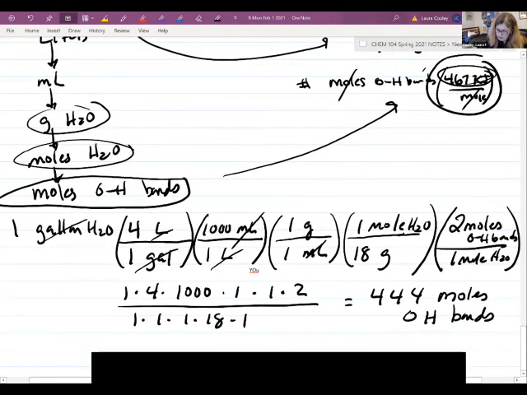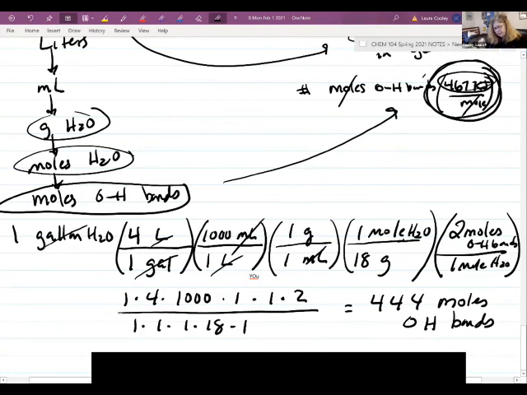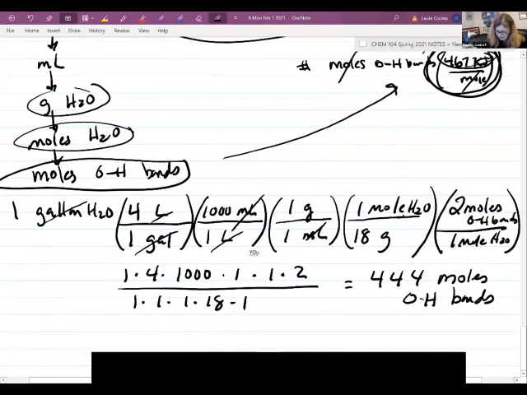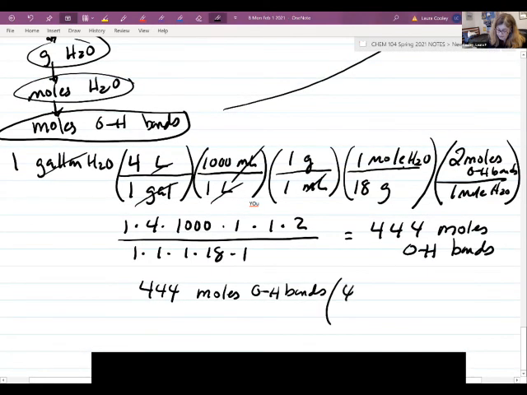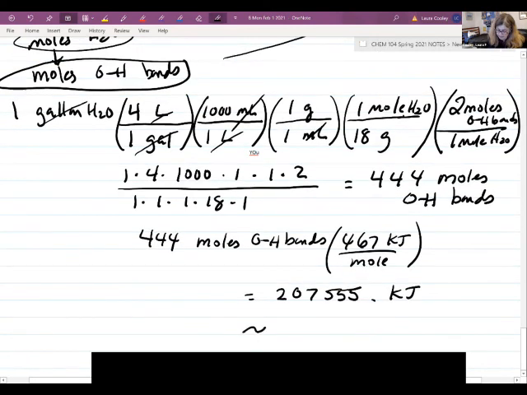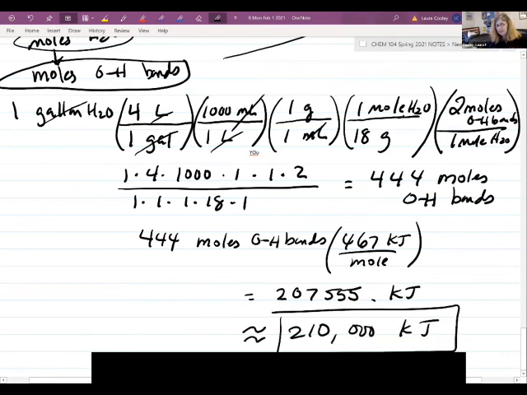Okay, so now you know what to do. You have to multiply that by this number, the kilojoules per mole. I'm just going to round it because it's the back of the envelope calculation.